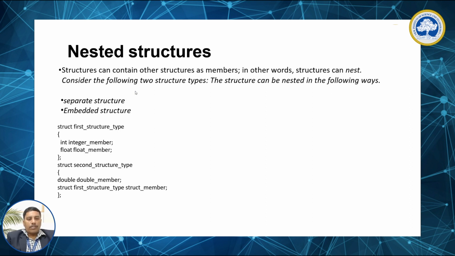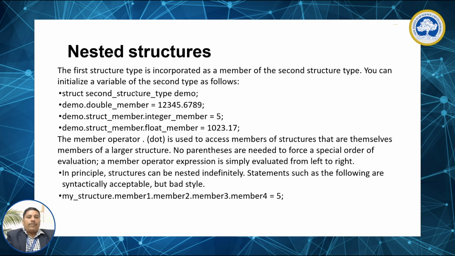Then I start my second structure, which has a double number. In that, I use the first structure as a member. It means that in the second structure I can access the members of the first structure. The first structure type is incorporated as a member of the second structure type. You can initialize the variable of the second type as follows.